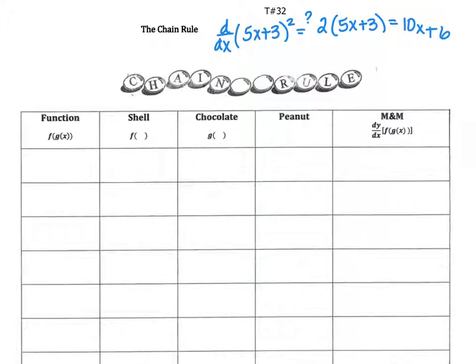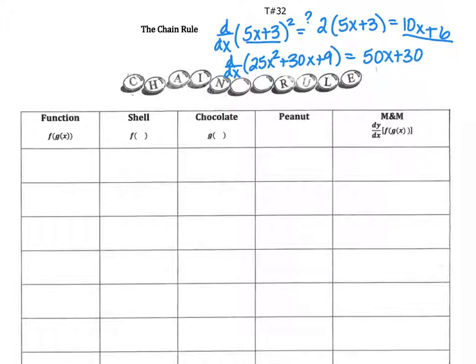Well, you certainly could say, well, with that one, since it's just squared, instead of using the power rule, I could square out that binomial, and I would get this, and then I'm able just to take the power rule, and I get 50x + 30. So I see that this and this are not the same. So it's like, okay, so the power rule didn't work.